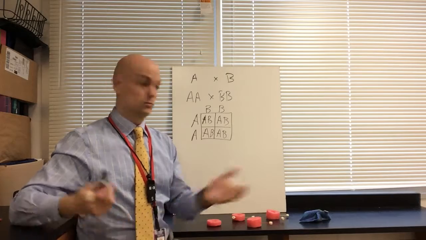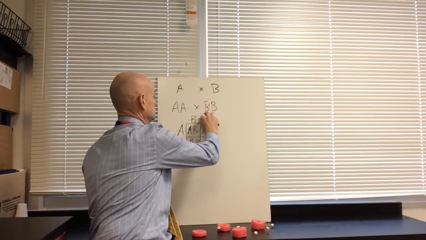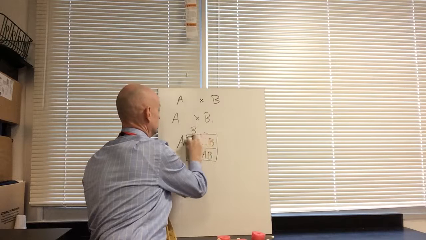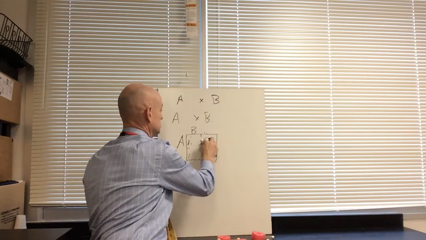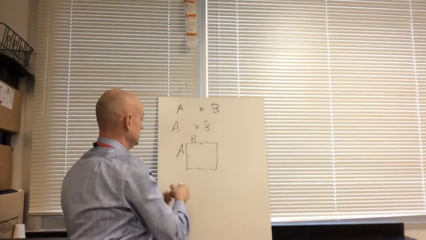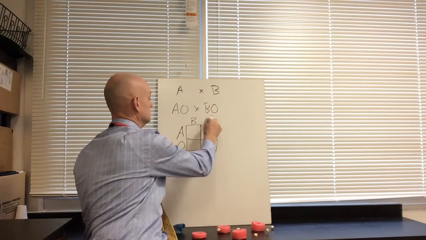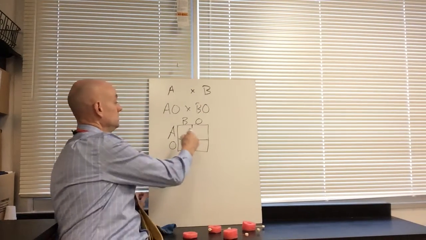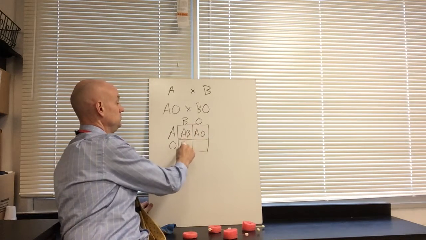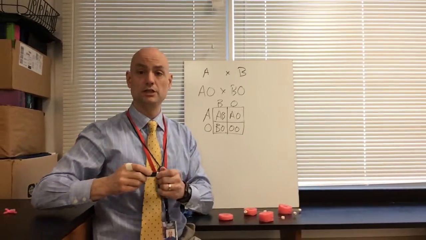All right, so what if it's both heterozygous? Well, how does that change things? Okay, A, O, B, O. And so you get A, B, A, O, B, O, and O, O. You get four different blood types.